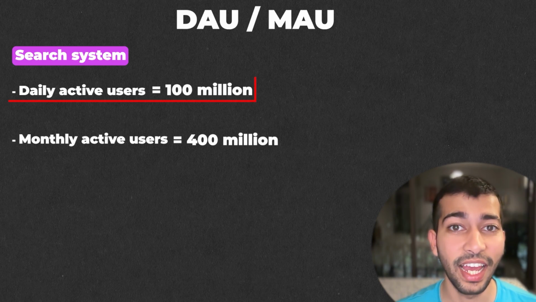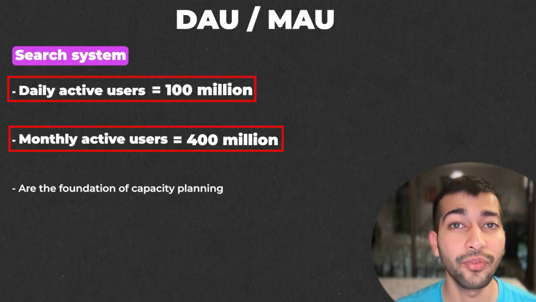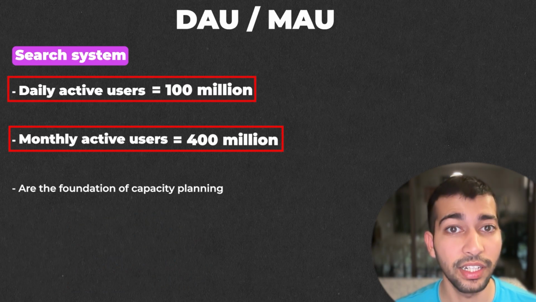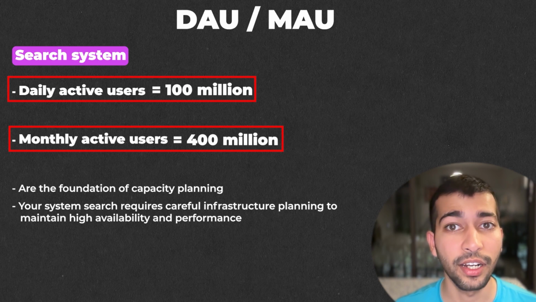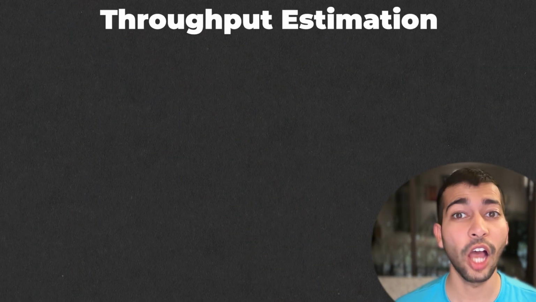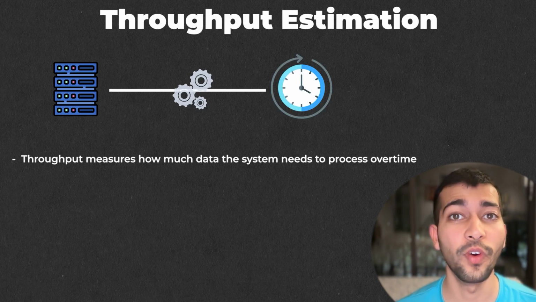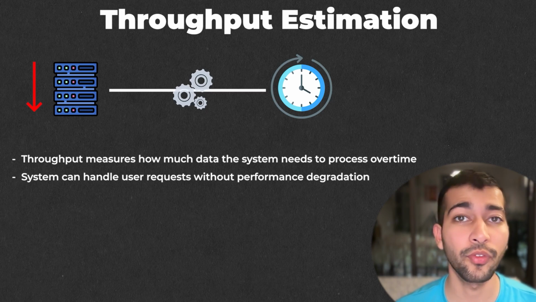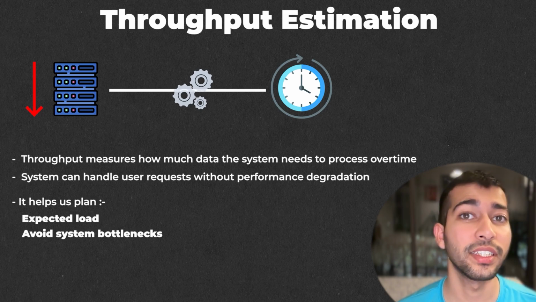So in summary, daily active users and monthly active users are the foundation of capacity planning, and with 100 million daily active users and 400 million monthly active users, your search system requires careful infrastructure planning to maintain high availability and performance. After estimating daily active users and monthly active users, the next step in capacity planning is the throughput estimation. Throughput measures how much data the system needs to process over time and is crucial to ensure the system can handle user requests without performance degradation. It helps us plan for the expected load and avoid system bottlenecks.